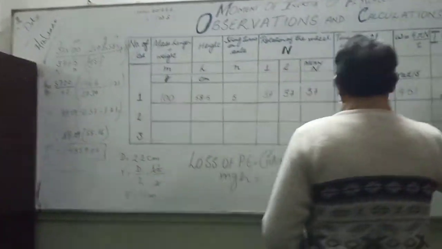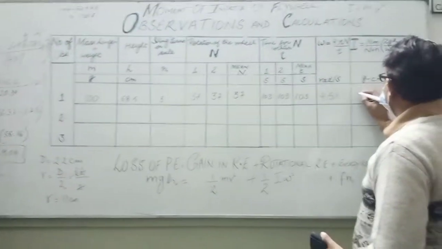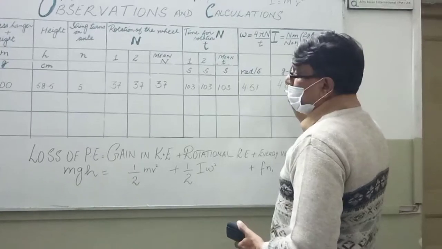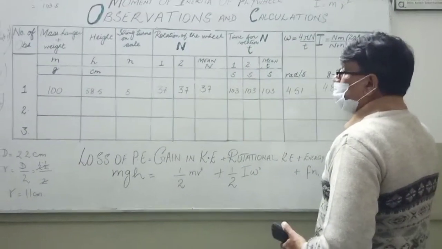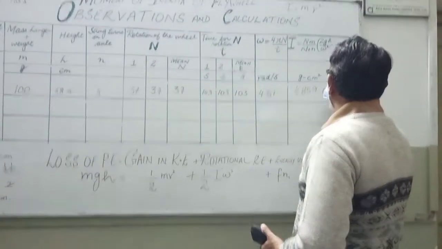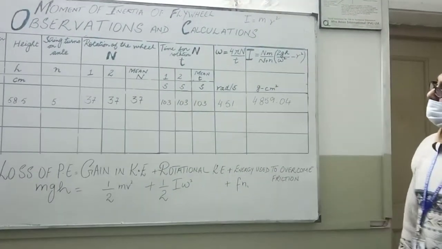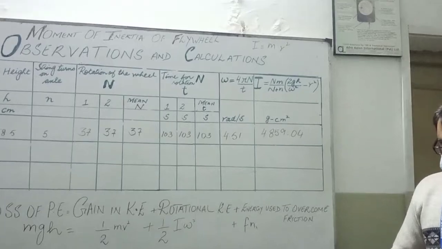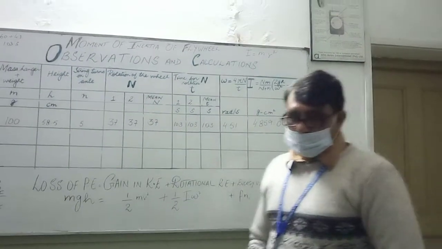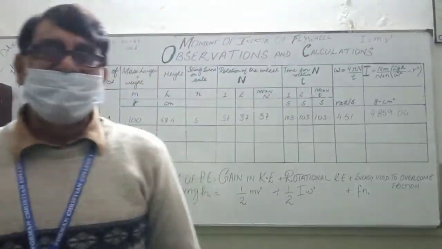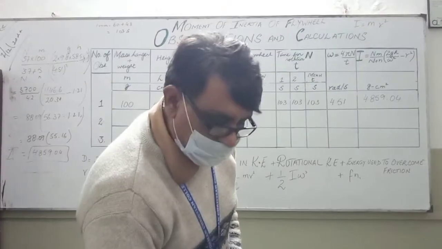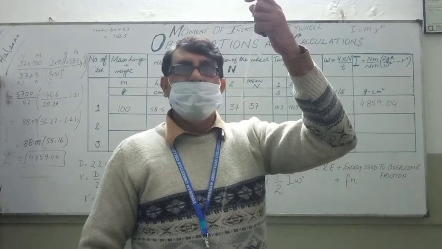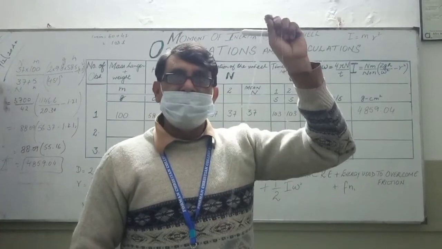So I am going to write it in the last column. It would be 4859.04. This would be your inertia. For the second value, how we are going to take the second value of this moment of inertia? We are going to change the height as well as we are going to change the mass.